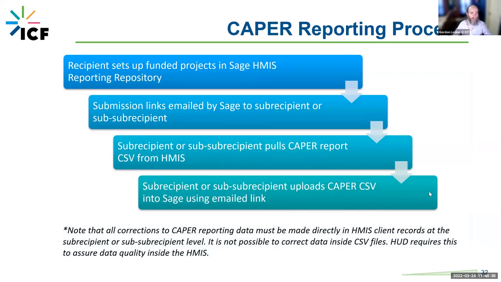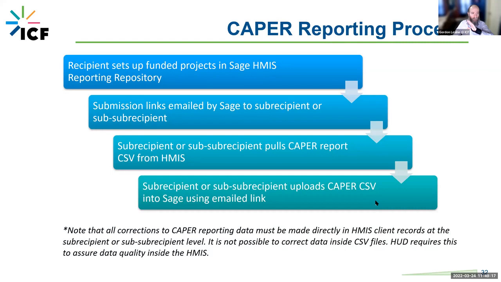So the CAPER reporting process, this is your annual reporting process to HUD. This really only describes one part of the CAPER reporting process, how aggregate numbers of people who are served by ESG are reported to HUD on an annual basis. But the flow of it basically is that the CAHCD, the recipient, sets up funded projects in the SAGE HMIS reporting repository, which is just referred to as SAGE, which is an online portal that can be used for a lot of different things. We're going to show you a couple of cool things in a second.